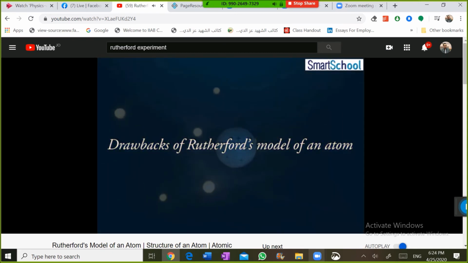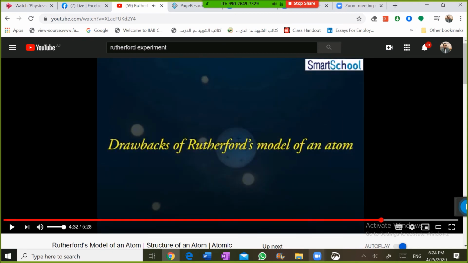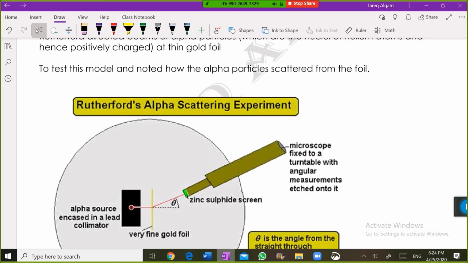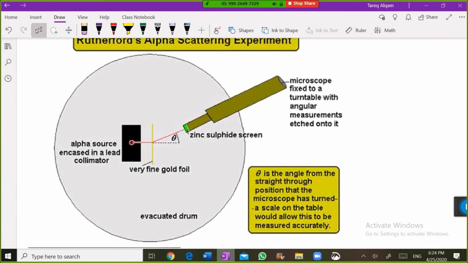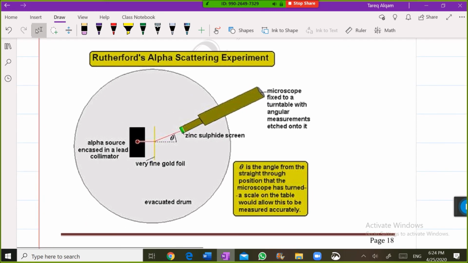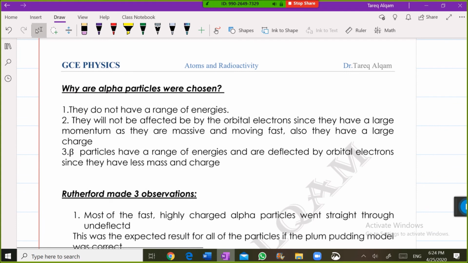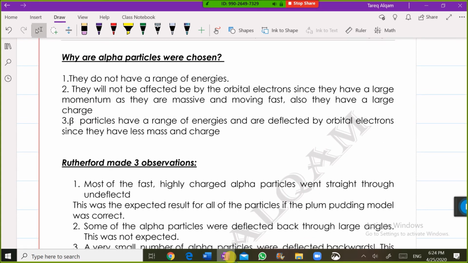Drawback of Rutherford's model. Okay, guys, is that clear now? So Rutherford, of course you might be asked about the experiment, observations, and what the conclusions. Okay, guys. Here there's a question: why were alpha particles chosen at that time? There are several reasons for that, guys.